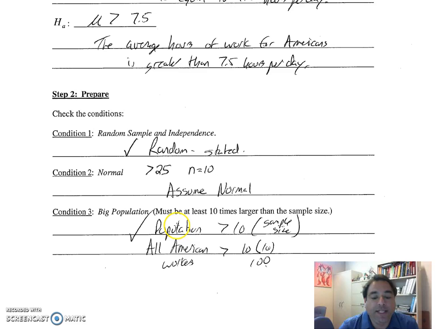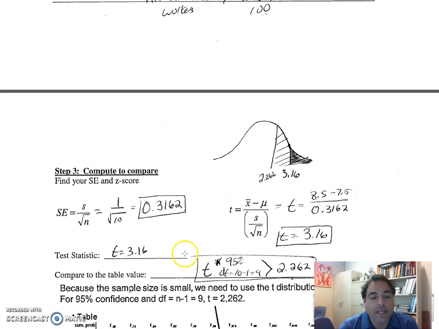And then we'll make sure our population is greater than 10 times the sample size. Population is all American workers. Is it greater than 10 times our sample size of 10, or 100? Yes, there are more American workers than 100. Then we work it out.